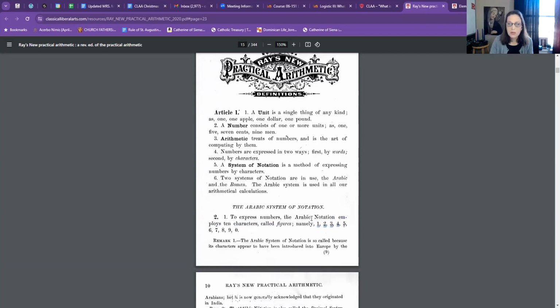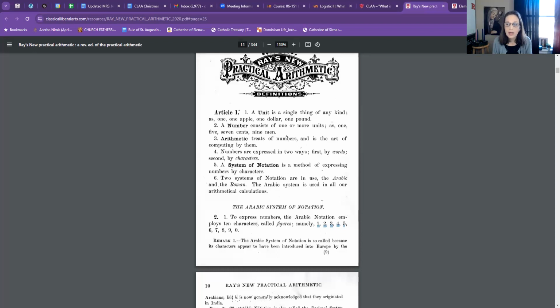Okay. So in how many ways are numbers expressed? Numbers are expressed in 2 ways. First by words, second by characters. Okay. So now you should all know that how many ways are numbers expressed? 2, by words and by characters.